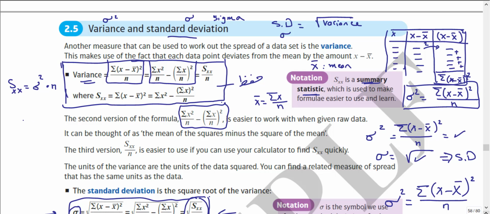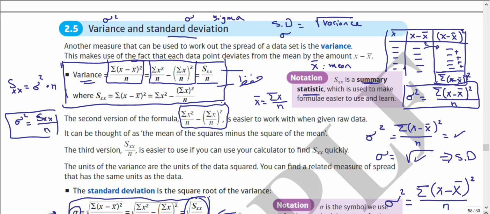It's very simple. The rule says the variance is the summary statistics divided by n. So if I want the summary statistic, just multiply n and the variance. If I want the variance and I have the summary statistic SXX, which is sometimes given in questions, you divide it by n to get the variance. Okay? You get it?